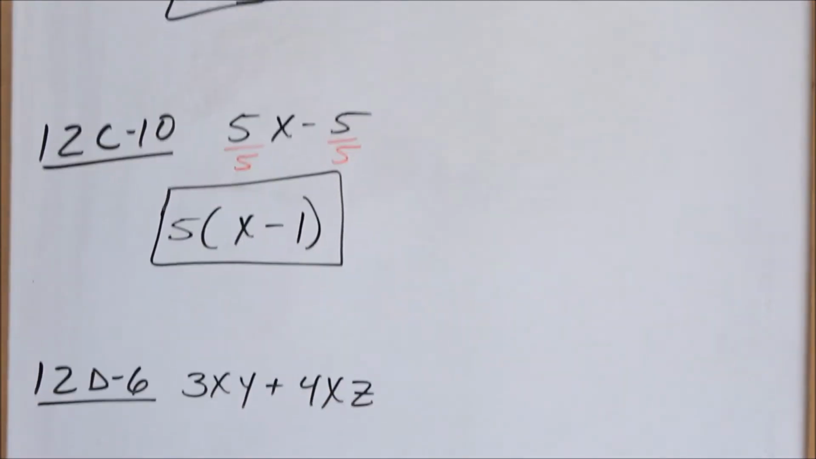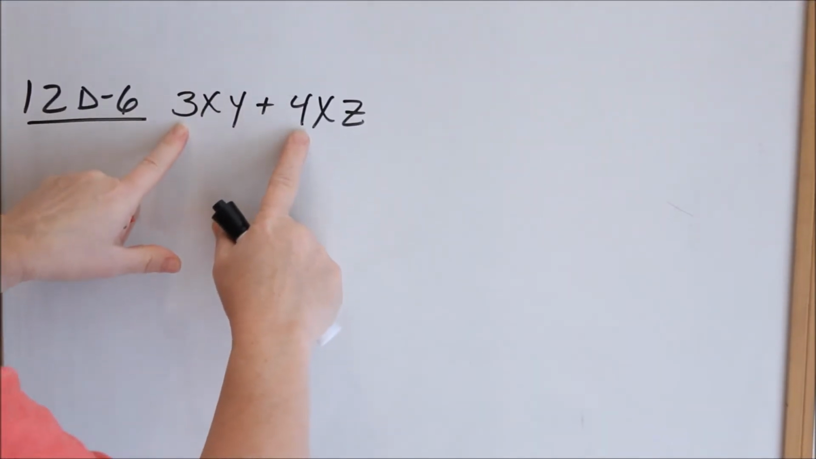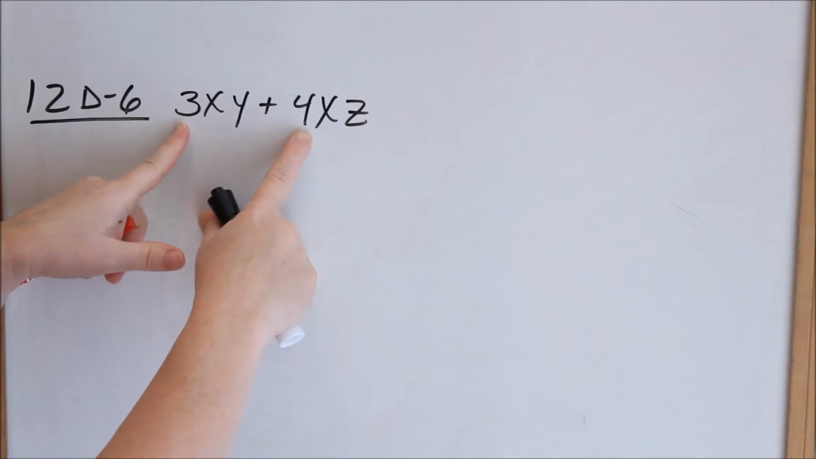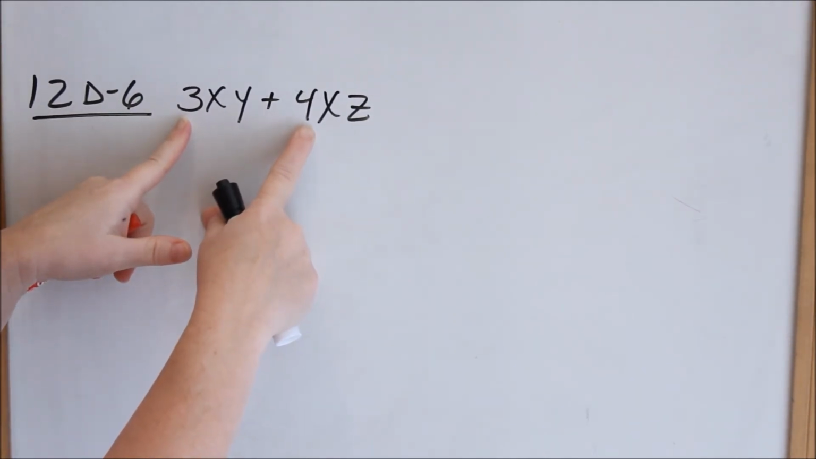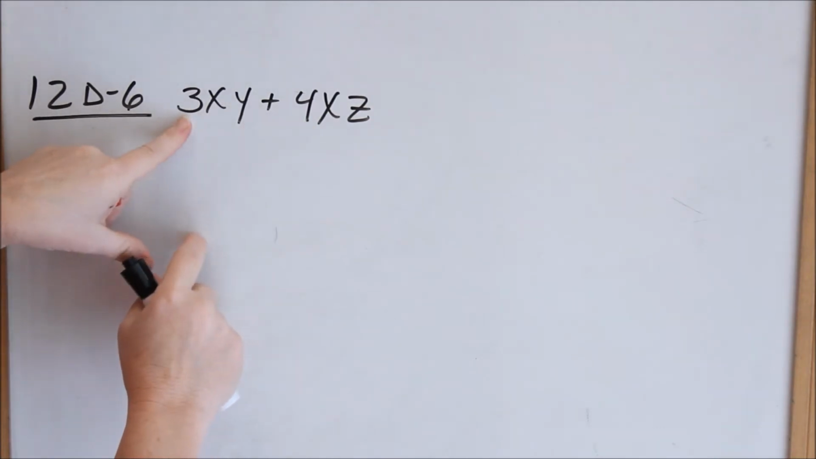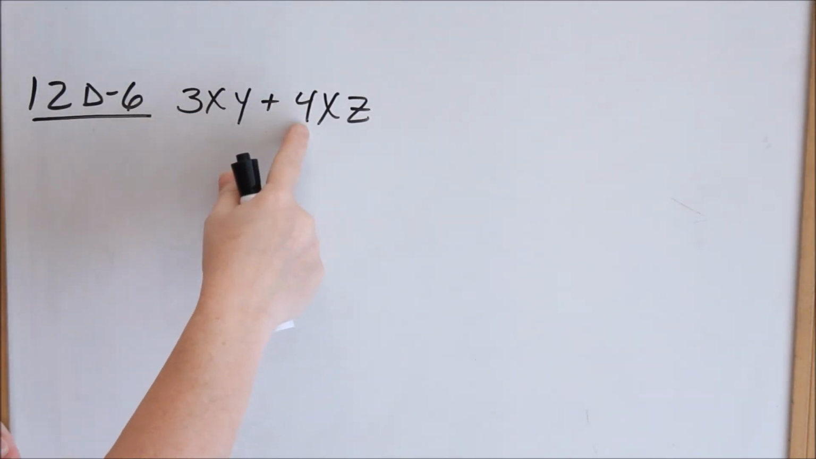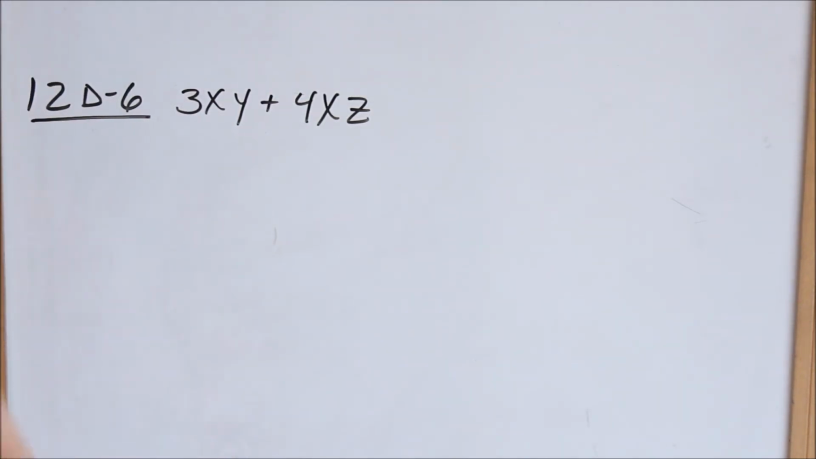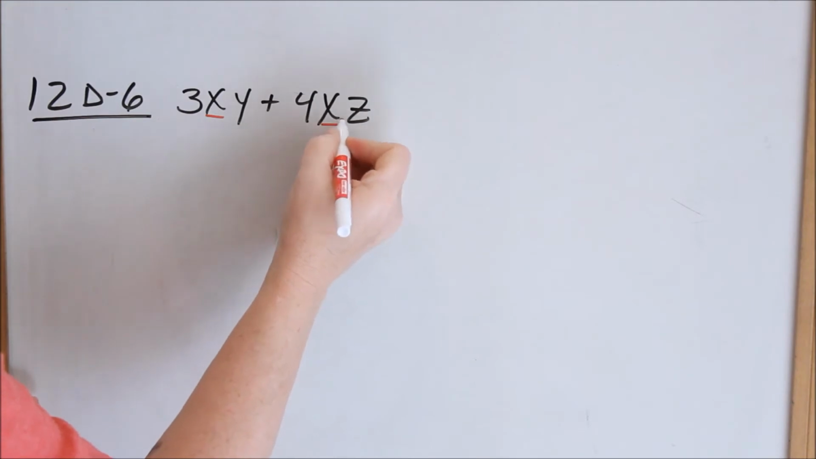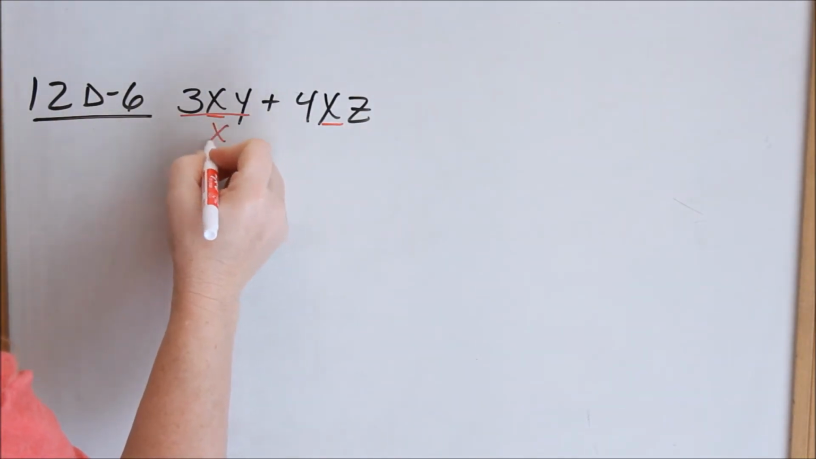Looking at 12D6, if you look at your numbers, 3 and 4, can you divide anything out of 3 and 4? No. You have to be able to divide the same number out of both. I can divide 3 by 3, but I can't do 4 divided by 3, and vice versa. I can do 4 divided by 4, but I can't do 3 divided by 4. So the next thing you look at is your letters. So look, they both have an x in them, which means I can divide both of these by an x.